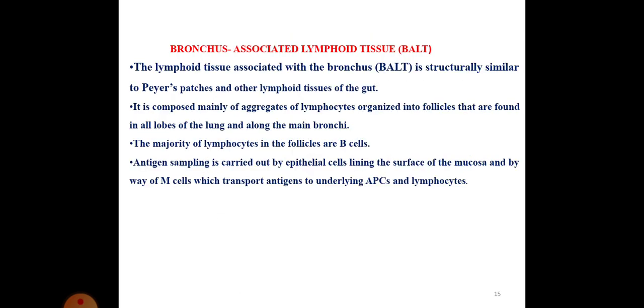Next one, bronchus associated lymphoid tissue or BALT. These are structurally similar to Peyer's patches and other lymphoid tissues in the gut. It is composed mainly of lymphocyte aggregates organized into follicles, which are found in all lobes of the lungs and along the main bronchi. The majority of lymphocytes in the follicles are B cells. The antigen sampling is carried out by the epithelial cells lining the surface of the mucosa and by M cells that transport antigens to underlying antigen presenting cells and lymphocytes.